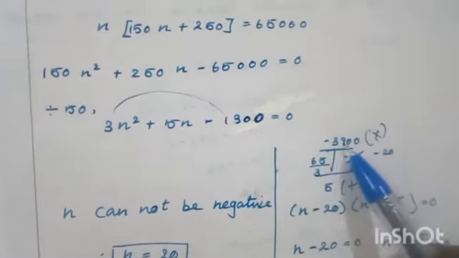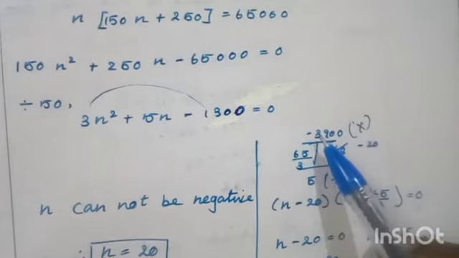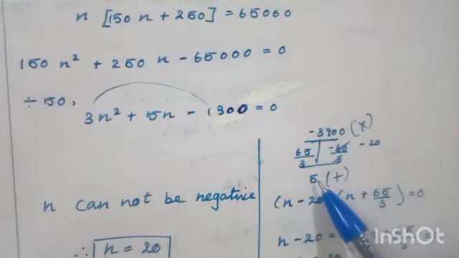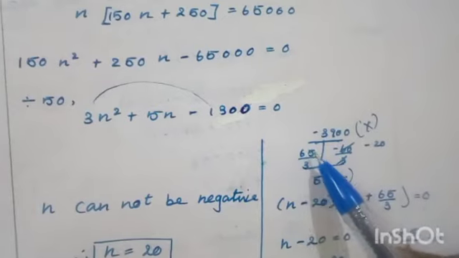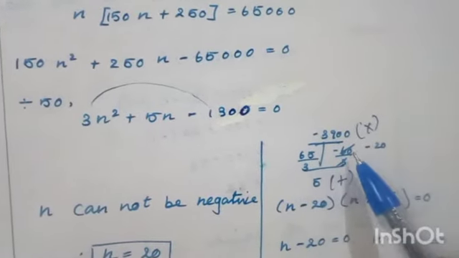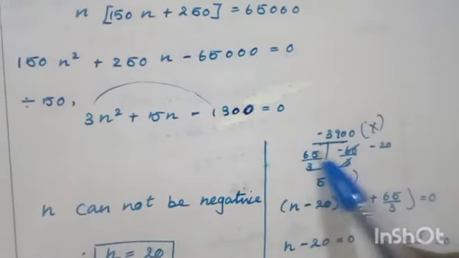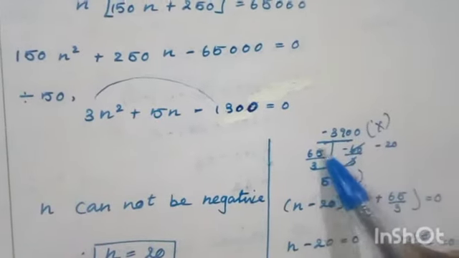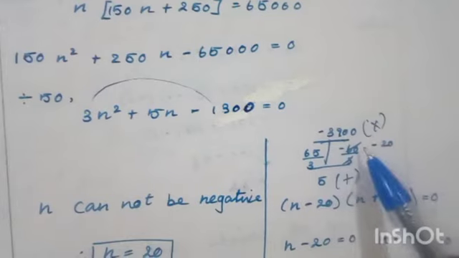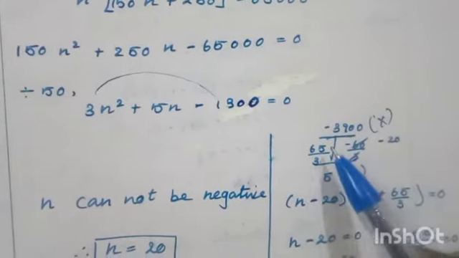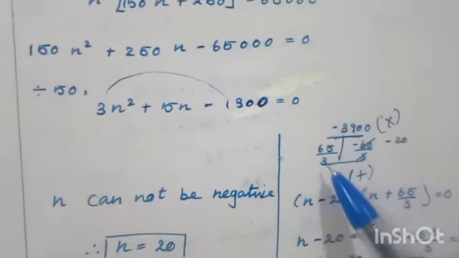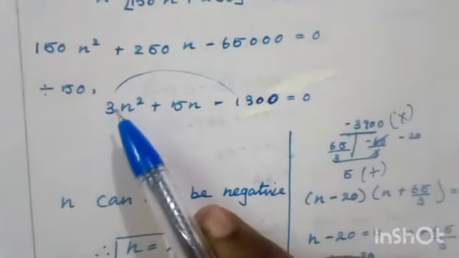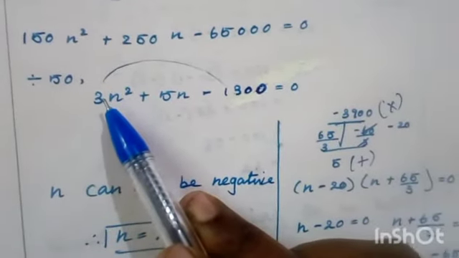Listen once again. The product value we have to get is minus 3900, the adding value we have to get is 5, so the factors are 65 and minus 60. Now check these two: multiply, you get minus 3900. Simplify these two, 65 minus 60, that is 5. So after finding that, you have to divide by 3. Why are we dividing by 3? Because the coefficient 3 is there.